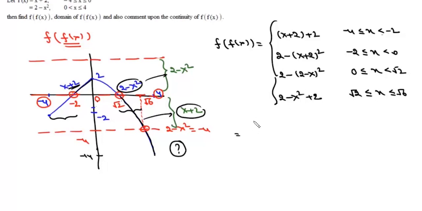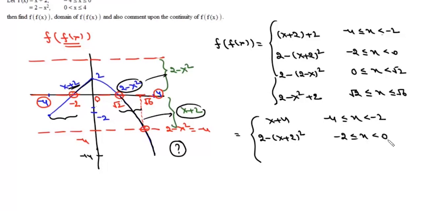So we can write this as x plus 4 when x lies between -4 and -2, and this 2 minus x plus 2 square when x lies between -2 and 0. This is 2 minus x whole square when x lies between 0 and √2, and then it will be this 4 minus x square when x lies between √2 and √6.